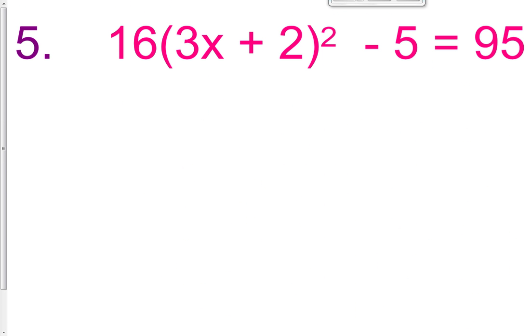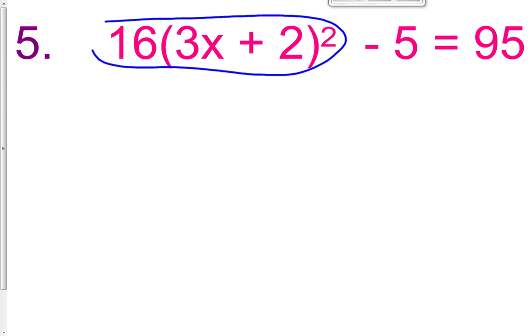Here's question number 5. It's got a lot of stuff going on. We're going to get this all by itself first. So let's add 5 to both sides.